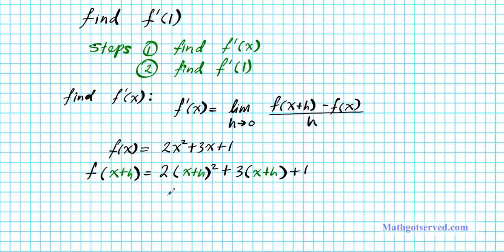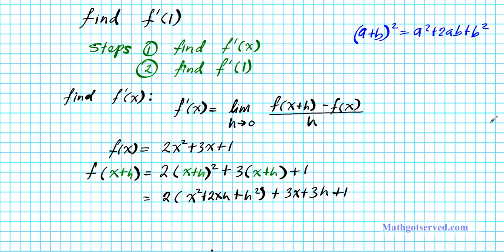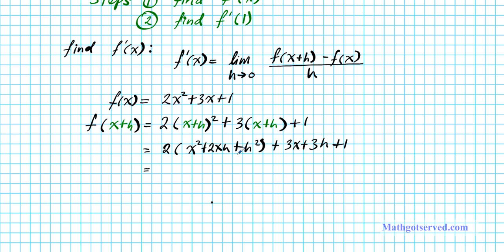Let's go ahead and simplify this. We're going to have 2 times x plus h squared. You can use the expansion formula. You recall that a plus b quantity squared is equal to a squared plus 2ab plus b squared. I'm going to use that shortcut here so I don't waste too much time. So we have x squared plus 2xh plus h squared. Then distribute the 3 into the quantity x plus h: we have 3x plus 3h plus 1. Now we distribute the 2 into this quantity. We'll have 2x squared plus 4xh plus 2h squared plus 3x plus 3h plus 1.